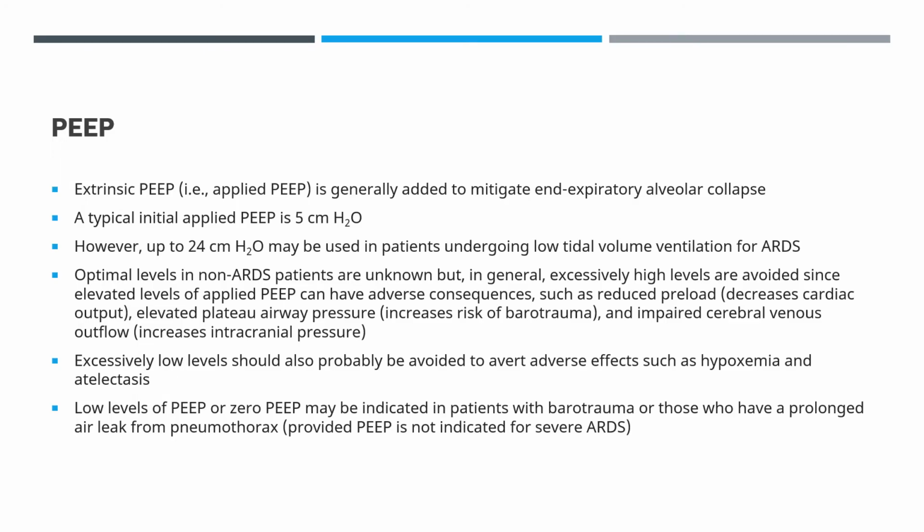Extrinsic PEEP or applied PEEP is set on the ventilator to prevent end expiratory alveolar collapse. A usual initial applied PEEP is 5 cm of water. The further change in its value depends on underlying lung pathology. Like in patients with ARDS, it can be increased further up to a maximal value of 24 cm of water. The increment in PEEP value in ARDS depends on the underlying lung condition, level of hypoxemia, and whether an increase in PEEP causes recruitment or hyperinflation. While recruitment is helpful, hyperinflation causes barotrauma.